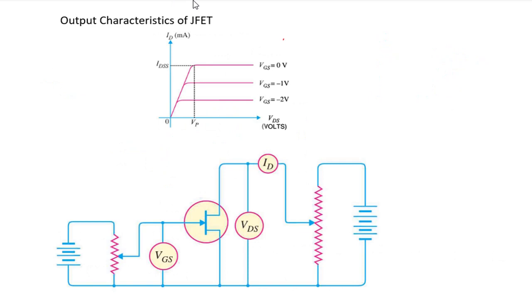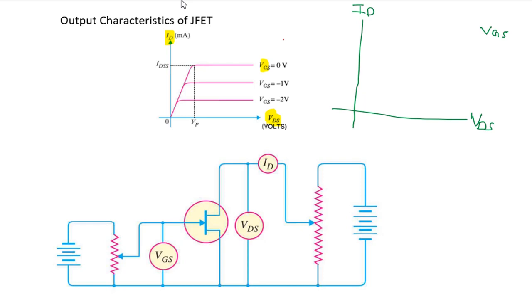Output characteristics of a junction field effect transistor. The curve between drain current ID and the drain source voltage VDS at constant gate source voltage VGS is said to be the output characteristics of a JFET. So output characteristic is a curve between drain current ID and the voltage between drain and source VDS, and we will keep VGS at some constant value. And the circuit for doing this is shown here.